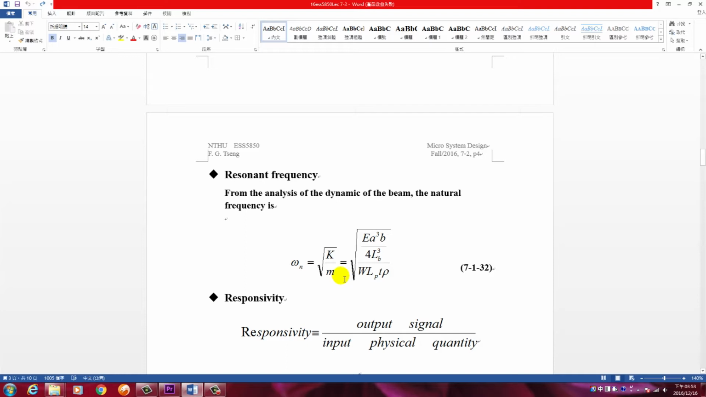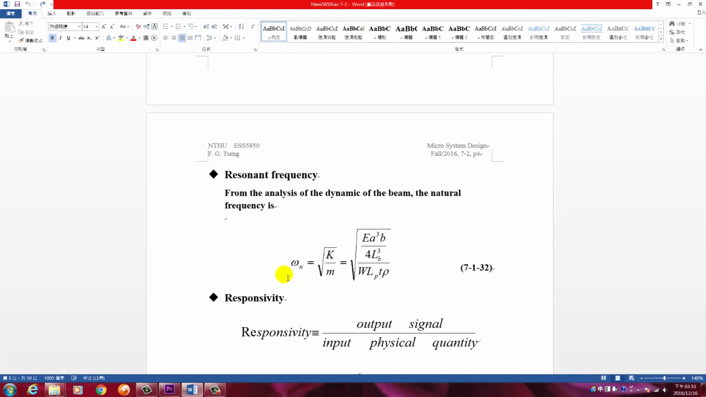So the resonant frequency will be omega n equal to the square root of k over m. K means the spring constant, m means the mass. Okay, so if you have a large k and small m, you've got a very large omega n. That means you have a wide frequency response, so you can follow a faster signal.